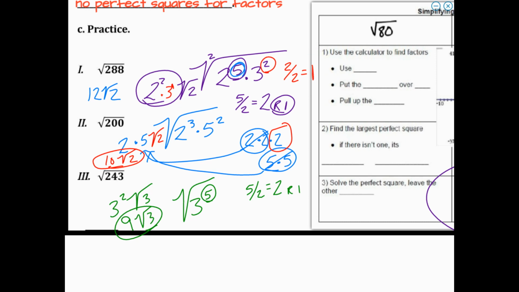So either method is a valid method for you to use. If you like doing it this way, you've got this option. If you like doing it the other way and listing the factors, you have that option. Either one is a valid way to do it. Okay, guys?